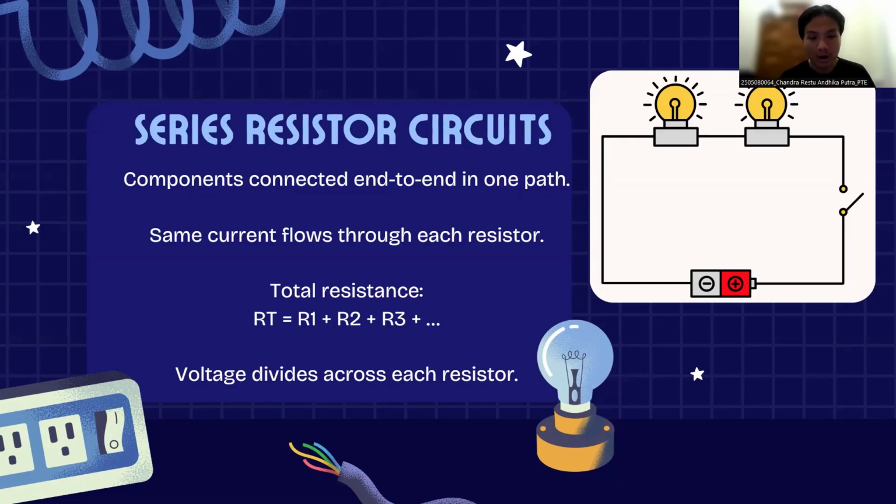RT equals R1 plus R2 plus R3. Voltage differs across each resistor depending on its resistance value. Series circuits are used when equal current is required through all components, such as in Christmas lights or sensor networks.